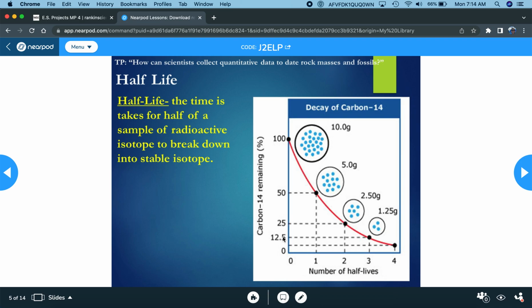All right, half of 25 is 12.5. That will give you the third half-life. And then magically, we have another half-life here. So half of 12.5 would be 6.25% remaining.